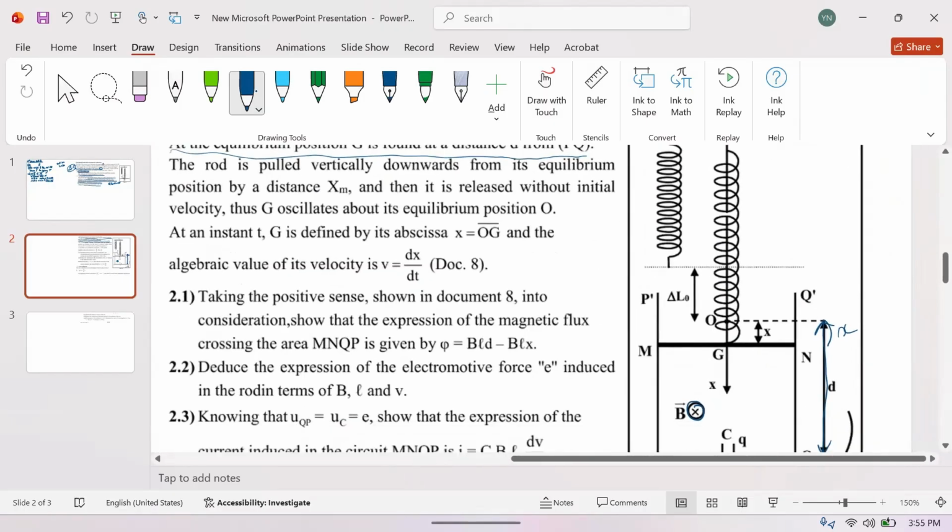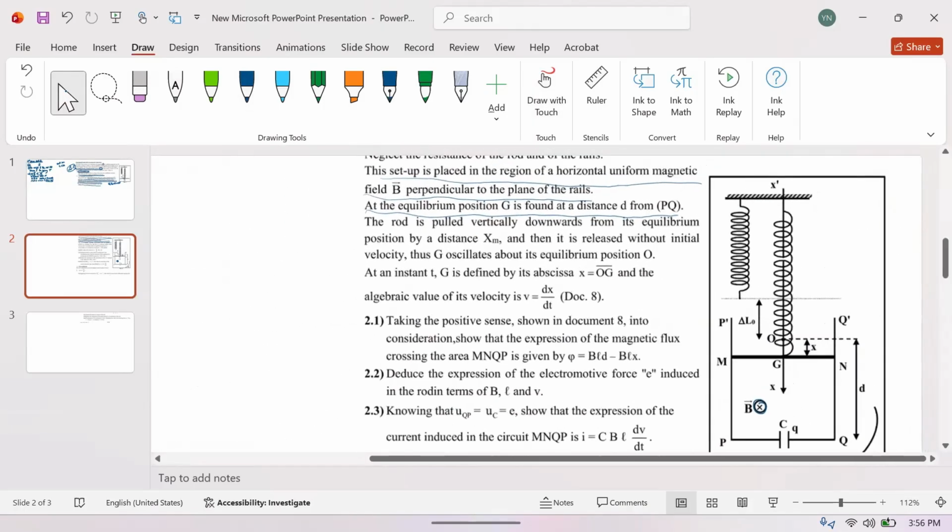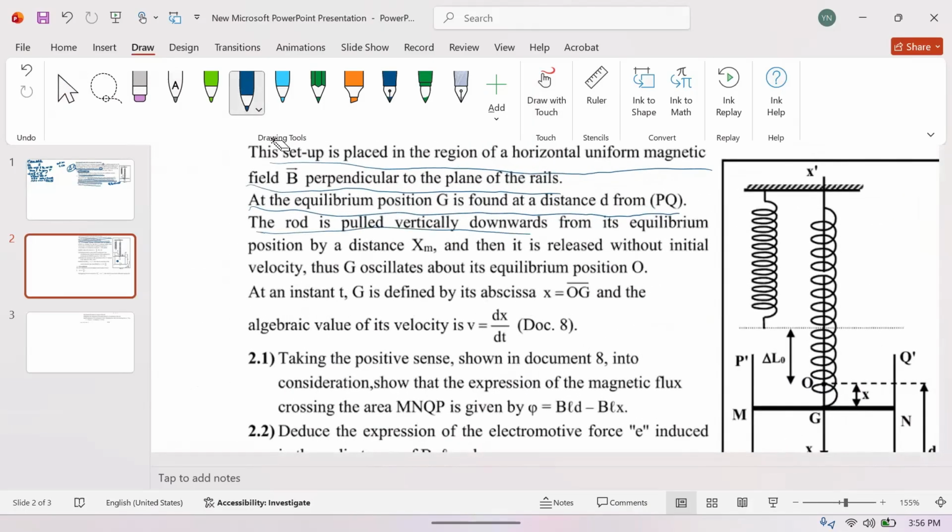Okay, so you have the surface like this at the beginning. MN was here, and this is the distance from here to here, it's D. But when we pull the rod downwards, we decrease the surface by an amount X. So actually here we'll have to do D minus X to find the length between PQ and the rod that we have. Usually they give it as addition, D, and they add a distance X. Now here they're removing the distance X. So we mentioned that from its equilibrium position by this distance xm.